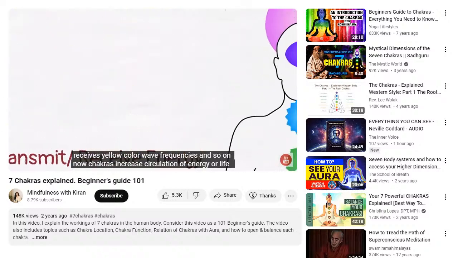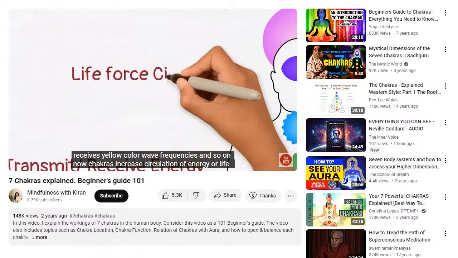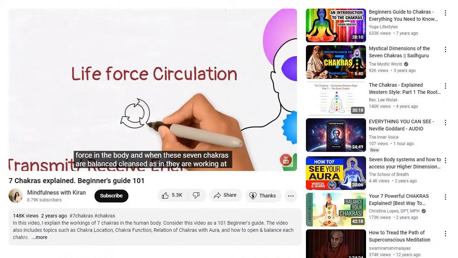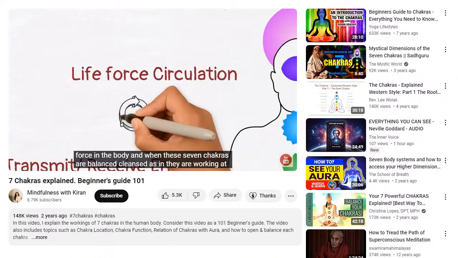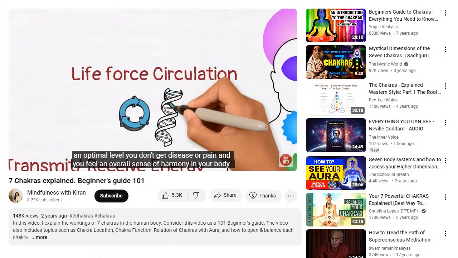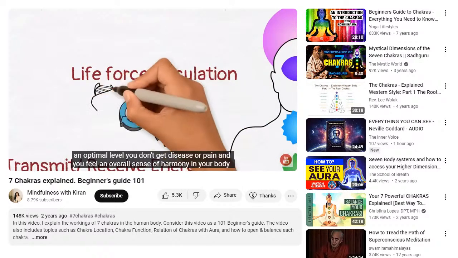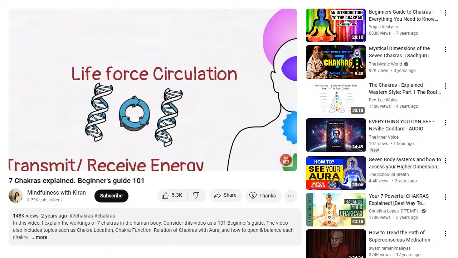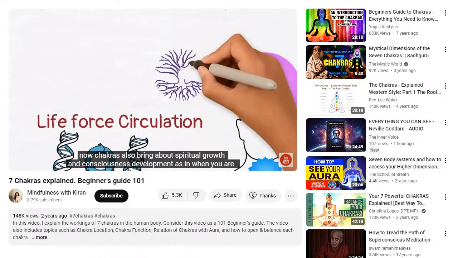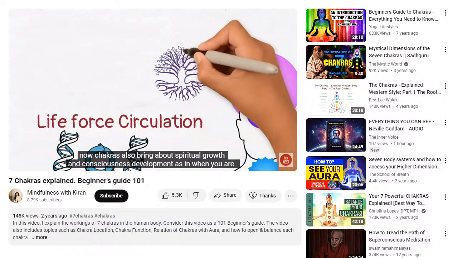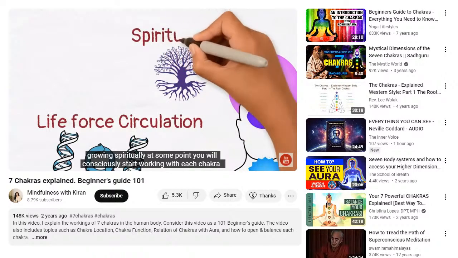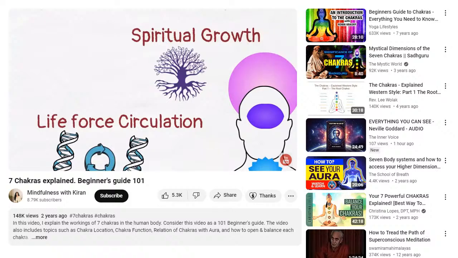Now, chakras increase circulation of energy or life force in the body. And when these 7 chakras are balanced, cleansed, as in they are working at an optimal level, you don't get disease or pain, and you feel an overall sense of harmony in your body. Chakras also bring about spiritual growth and consciousness development, as in when you are growing spiritually, at some point you will consciously start working with each chakra.